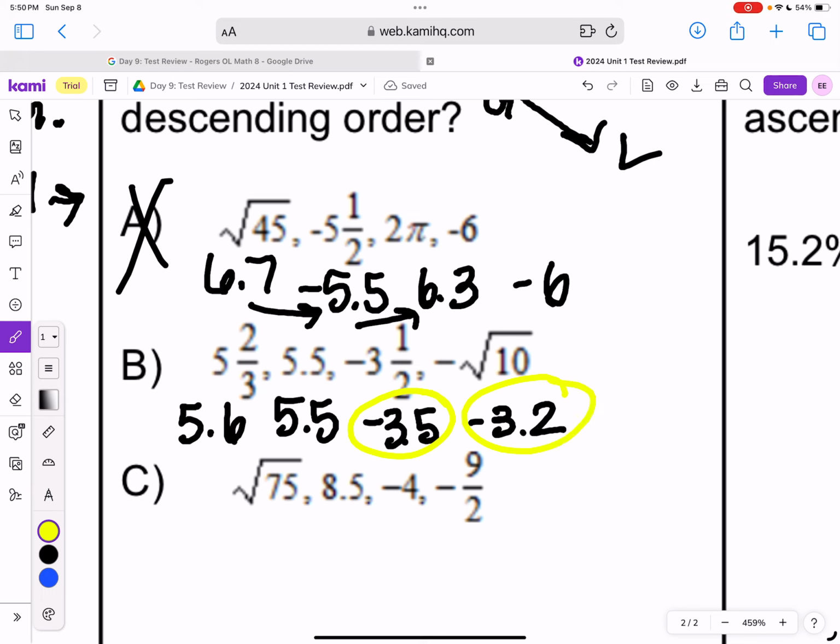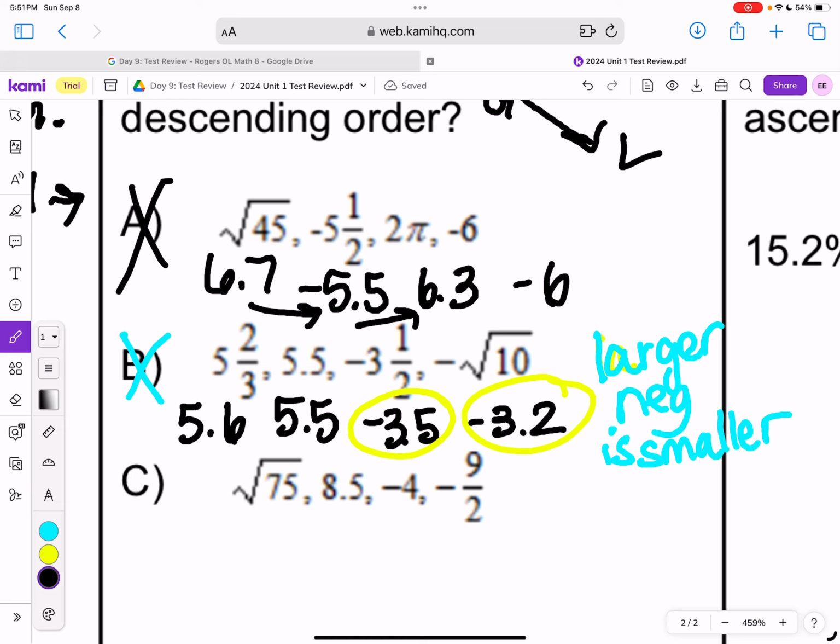So square root of 75 is 8.7. Okay, that's a big number. Then lowers to 8.5. Then the next number is negative 4. And then the last number is negative 4.5. So negative 4.5 is going to be smaller. So that works with this descending order that it asks for. So your answer is C.